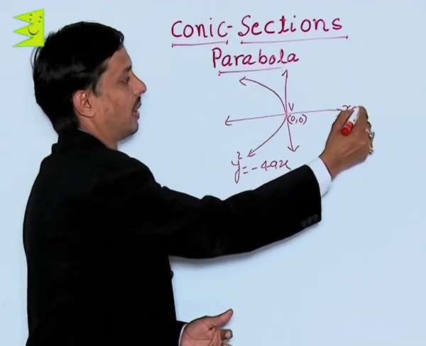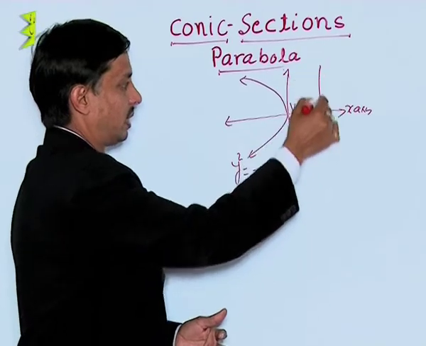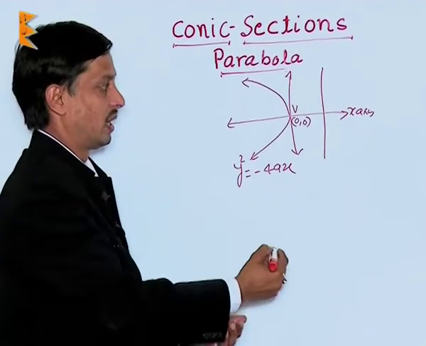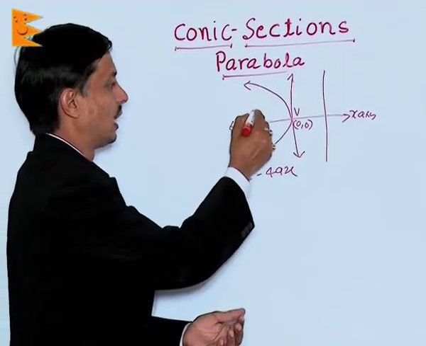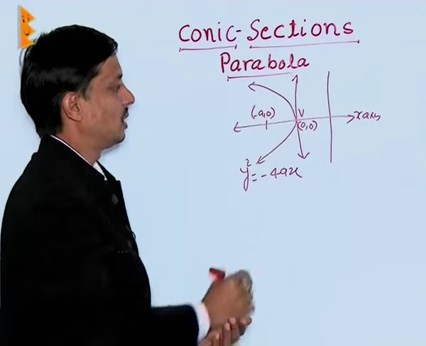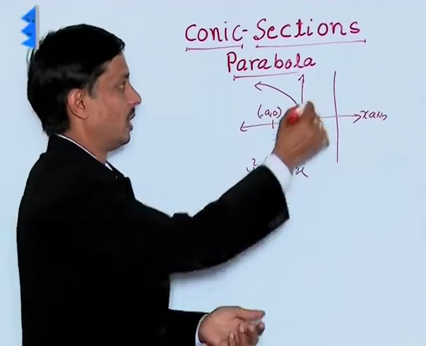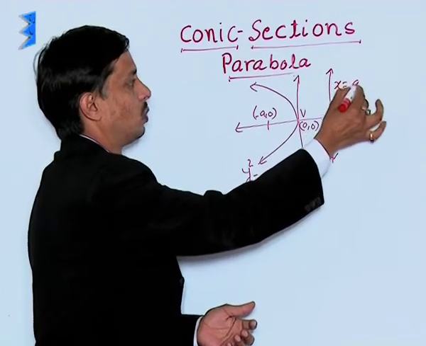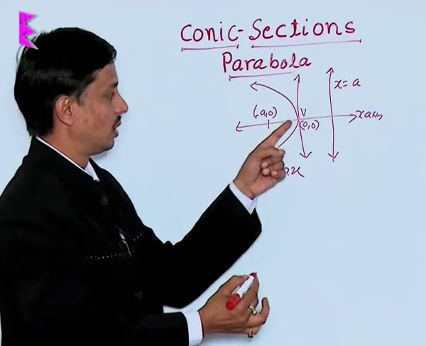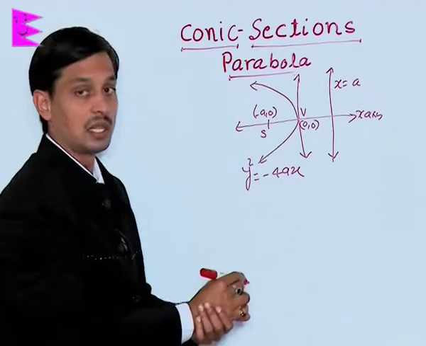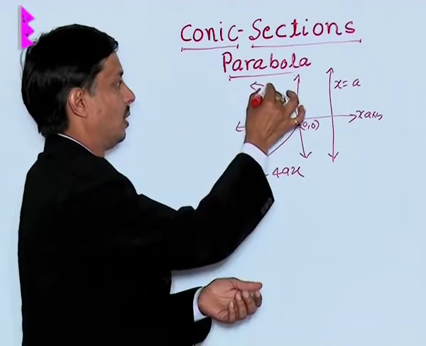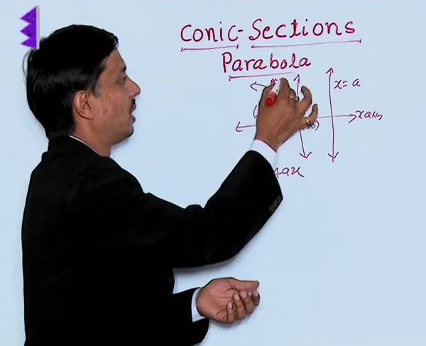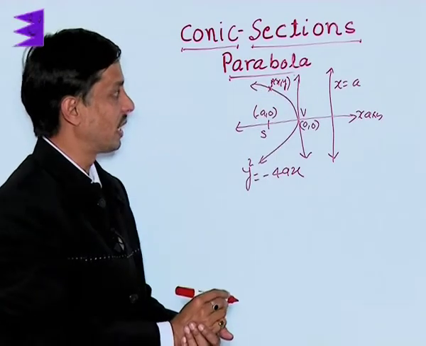Axis is the same x-axis. Directrix is beyond the vertex at an equal distance as the focus is away from the vertex. Here this directrix is given by x equals positive a because the focus S is in the negative direction. P is any arbitrary point whose coordinates are x, y.